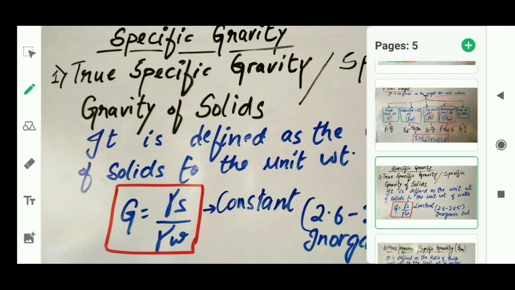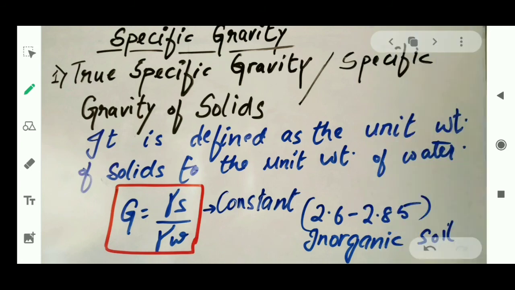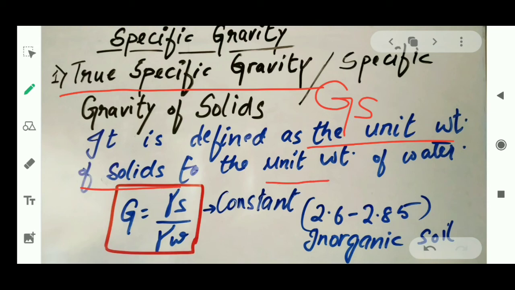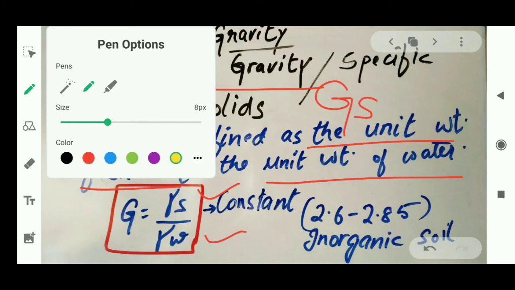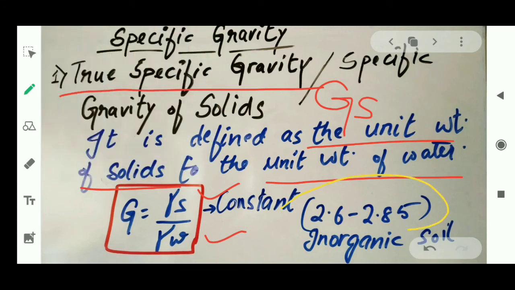And another is specific gravity. Understanding specific gravity, basically it is a true specific gravity, right? We can denote it as G or GS, right? It is defined as the unit weight of solid to the unit weight of water, right? It is the unit weight of solid to the unit weight of water, and this will remain constant. This value varies from 2.6 to 2.85, right? In inorganic soil, the specific gravity will vary from 2.6 to 2.85, right?